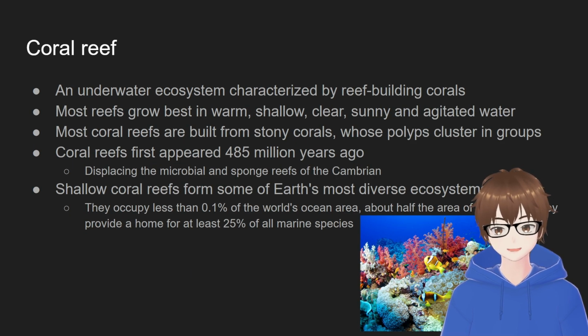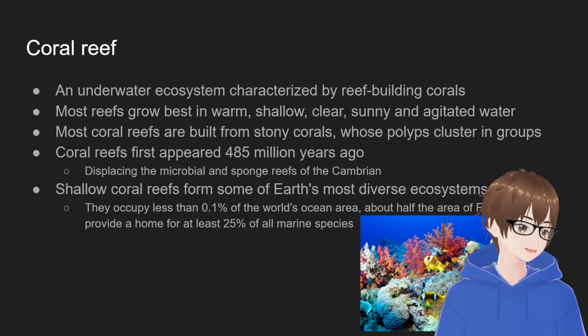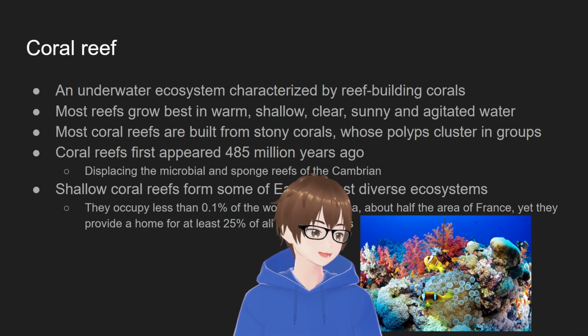So, coral reefs. They are an underwater ecosystem characterized by reef-building corals, mostly stony corals. Most reefs grow best in warm, shallow, clear, sunny, and agitated water. So, the shorelines, basically. Most coral reefs are built from stony corals whose polyps cluster in groups. And you can see behind me here all the stony corals that are growing in groups, making like a big old rock or boulder or stony support.